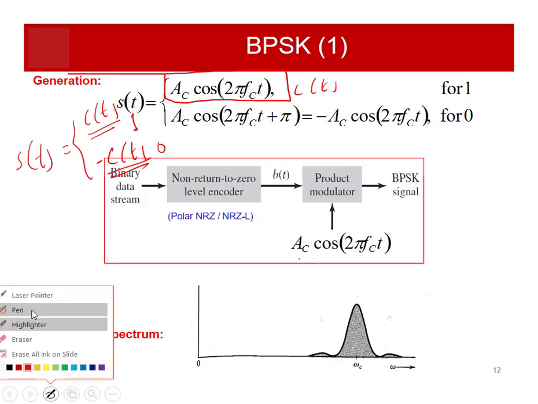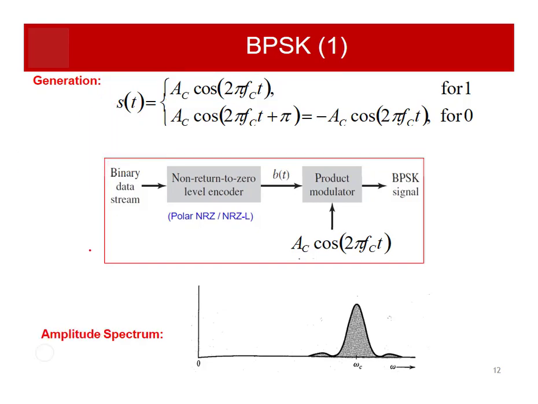So we can achieve this. Here is the binary bit stream, which is 1 0 1 0, this sort of thing, and now we will use polar NRZ. What will be the difference? In the case of ASK, we use unipolar. So for, let's say, 1 0 1 0, for 1 it will be high, and for 0 it will be low, high, low. Let's say it was 0 volt and V volt.